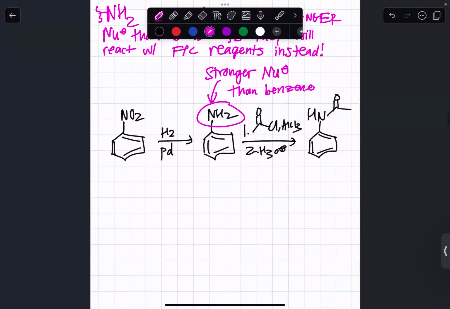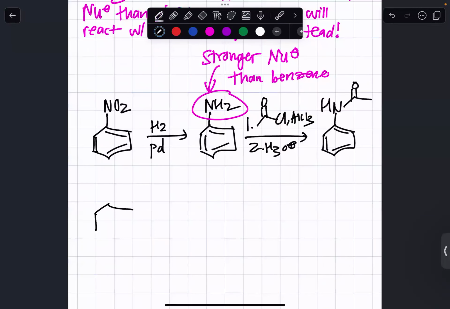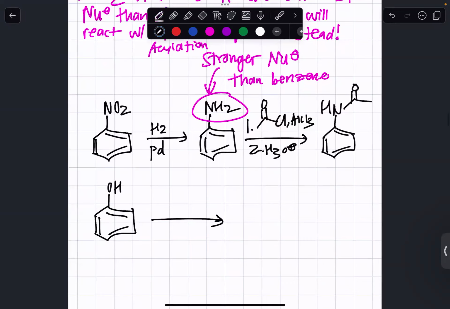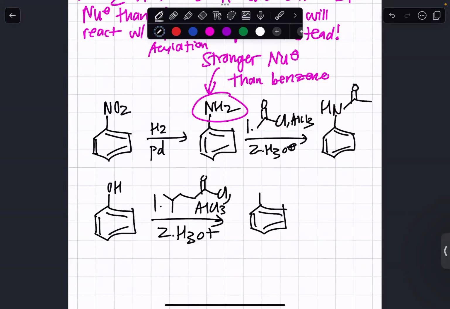Right. So if you have, let's say, a phenol, a benzene with an alcohol attached to it, and you try to do a Friedel-Crafts acylation reaction, the benzene will not react with the Friedel-Crafts reagent. The alcohol will, creating this here.